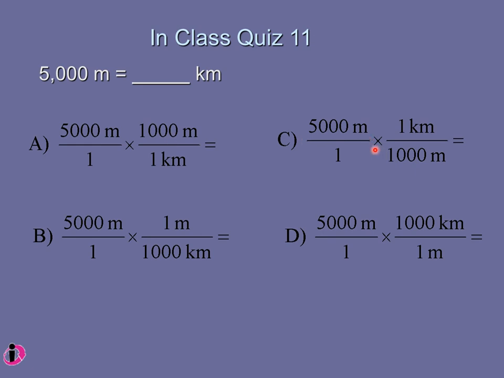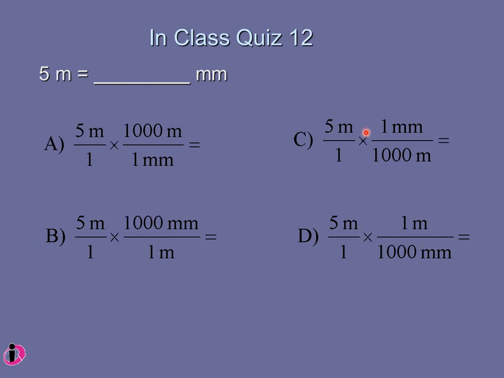Because it's 5,000 meter here and 1 kilometer equals 1,000 meter. So you wrote the conversion factor and meter gets cancelled. You'll be left with kilo. And the answer will be 5, right? Another example here. 5 meter equals how many millimeter?